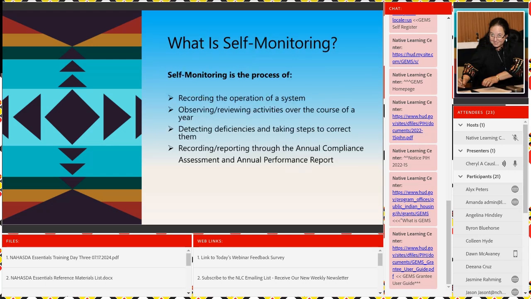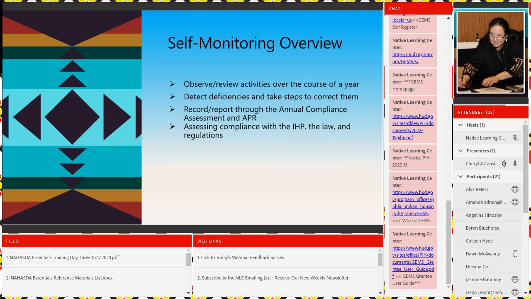It's the process of recording the operations of a system, observing, reviewing activities over the course of a year, detecting deficiencies, taking steps to correct them, reporting through the annual compliance assessment and annual performance report. To observe and review activities over the course of a year, detect deficiencies, take steps to correct them, record and report through the annual compliance assessment and APR, and assess compliance with the IHP, the law, and the regulations.